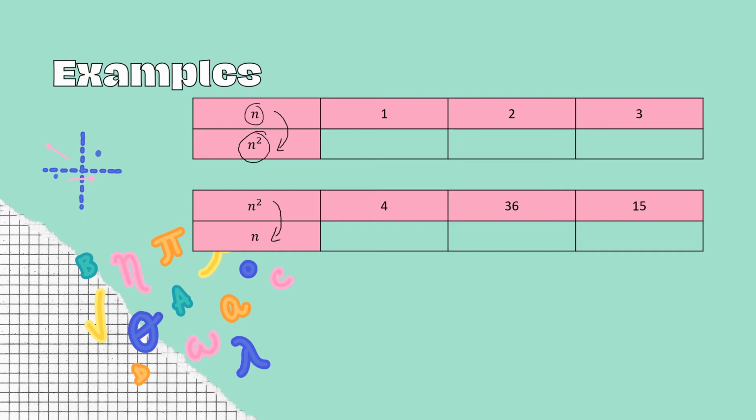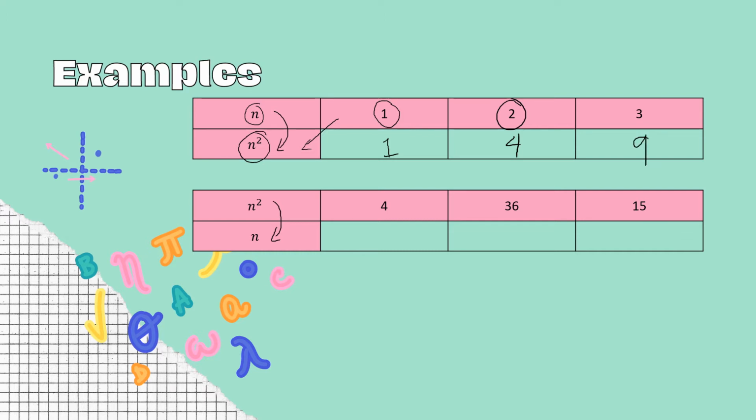So let's try the first one. So 1, and then what is the n squared of 1? So 1 times 1 is 1. Next one, 2. So we multiply 2 by itself. 2 times 2 is 4. And then 3, when multiplied by itself, is 3 times 3 is 9.